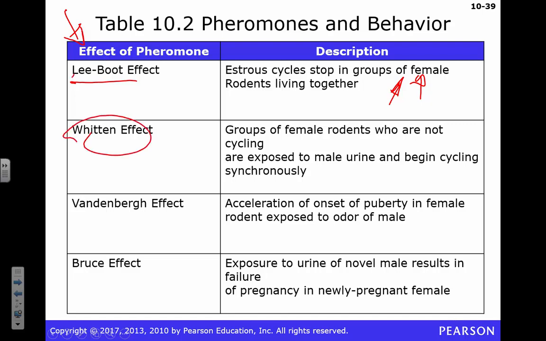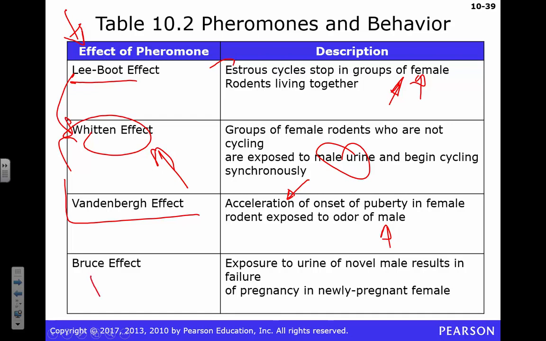The Whitten effect is sort of the opposite of that. So once you've stopped it, you can start it again with that male urine. There's the Vandenbergh effect. This is when you can accelerate the onset of puberty if females are exposed to male urine or the odor of a male. Again, those pheromones, you can kick them into puberty, which is kind of interesting.